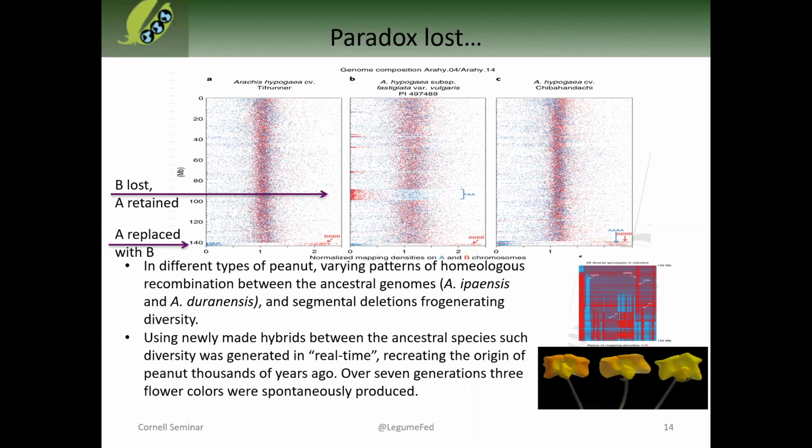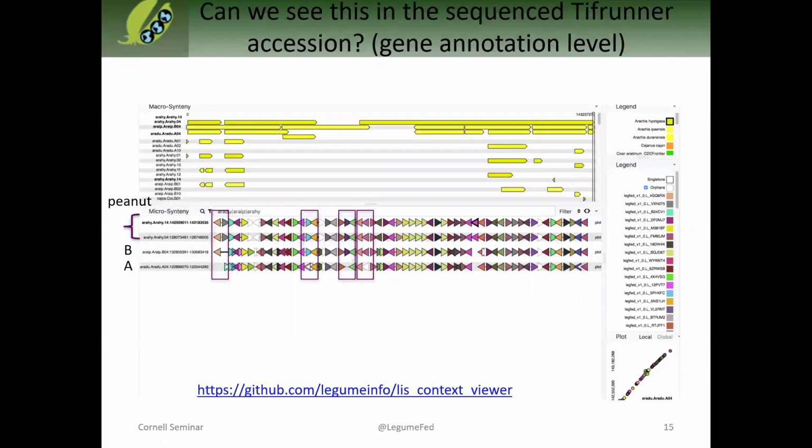And they were actually able to show that they made one of these synthetic crosses and kept it going for a few generations, and were able to reproduce some of this phenotypic diversity within that pedigree. So I thought, well, okay, if that's the case, we've got the Tifrunner genome sequenced. Could we actually see what they were showing in that diagram using some of the tools that we've produced?